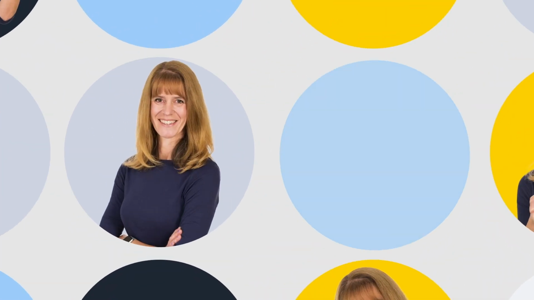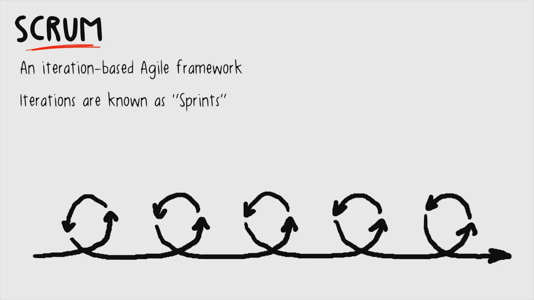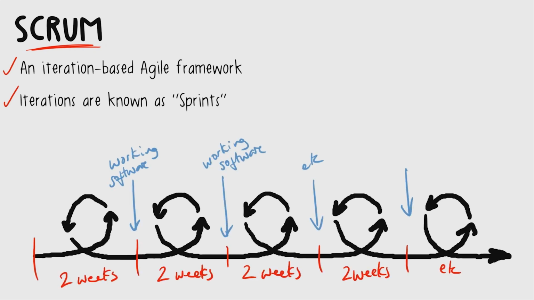We've talked quite a little bit about Scrum here and there throughout this course, but let's now bring it all together in this video. What we know so far is that Scrum is an iteration-based agile framework, and the iterations are known as sprints. Those sprints are the time-boxed cycles of work, each of which should produce a working product increment. So that's kind of what we know so far.